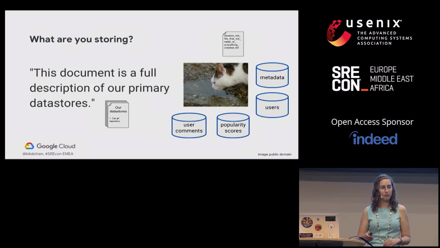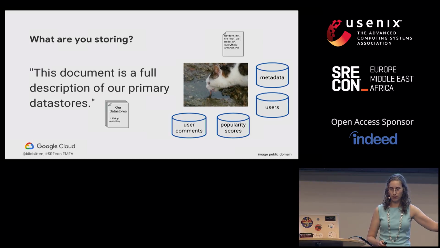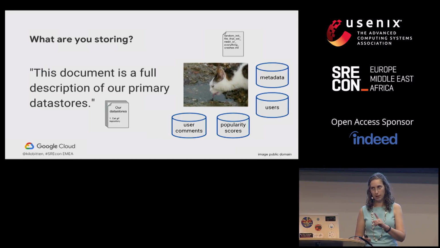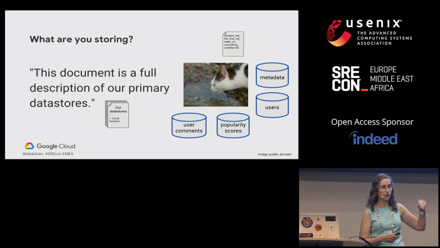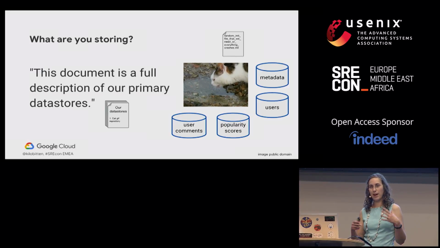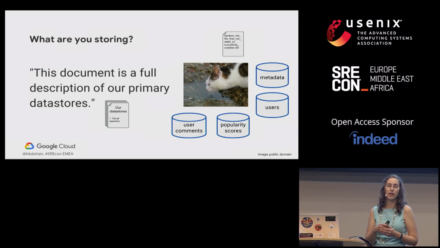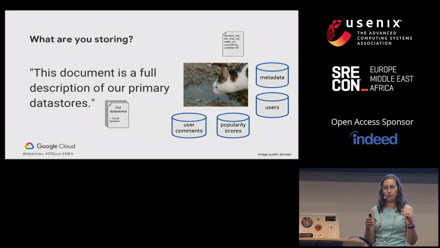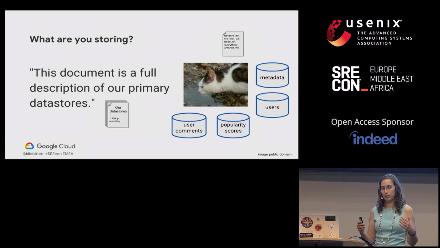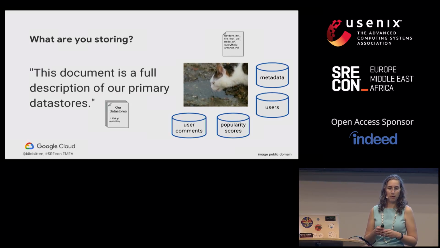Let me start again. This document is a full description of our primary data stores. And make sure in that document that you don't forget that one file. You know, that one that came from that hack that you did where now you have to have a file that goes with all your containers or whatever. If you don't have that file, the jobs won't start properly. Yeah, make sure you remember that one.